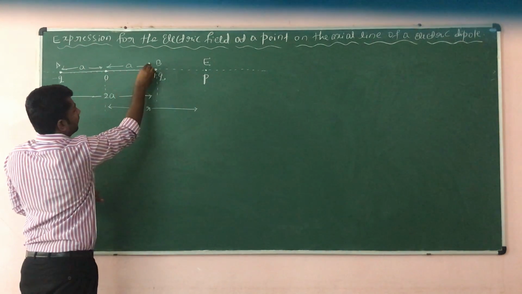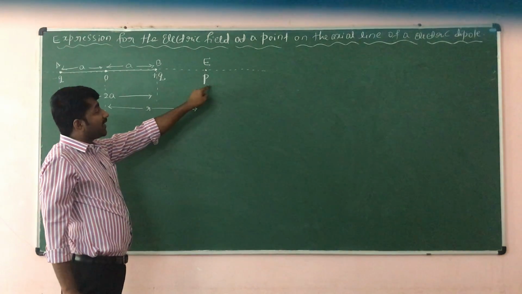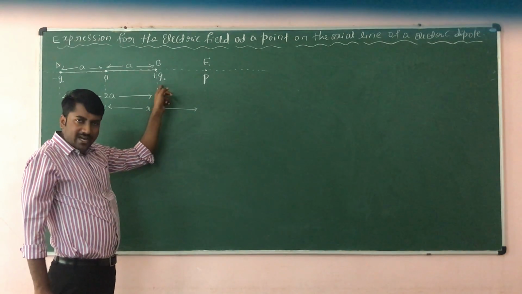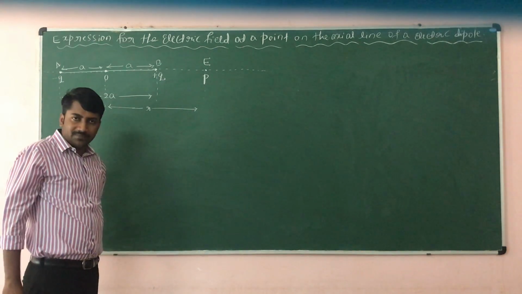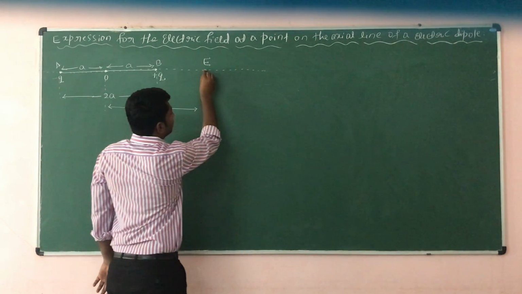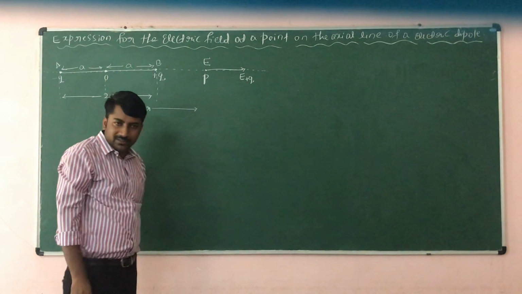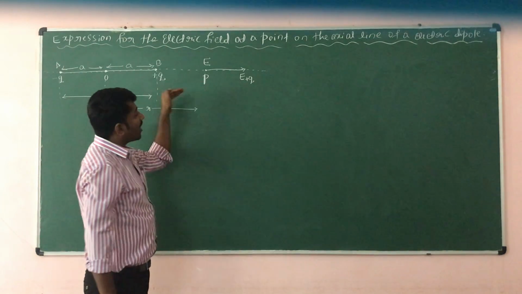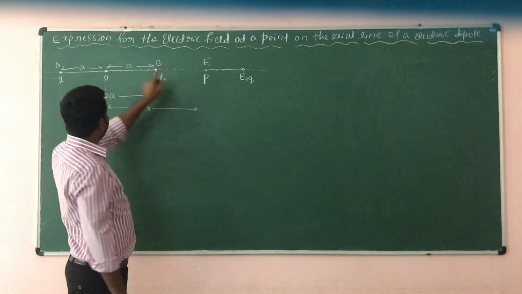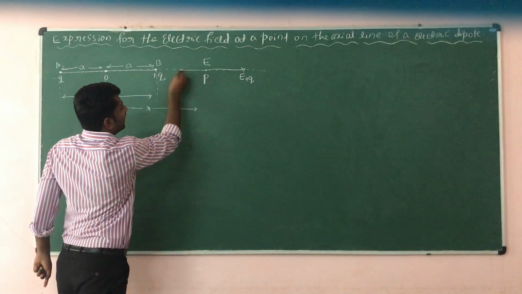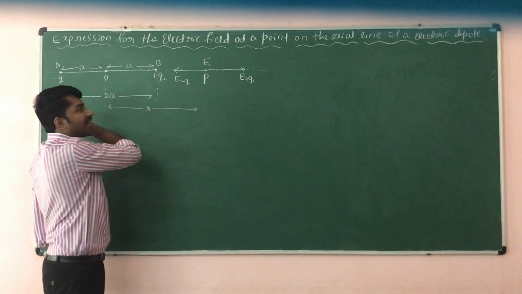This is also A. O to B distance is also A. P is the point at which electric field is to be calculated due to the positive charge, and B is the point at which electric field is to be calculated due to the negative charge. Here, due to this positive charge, the electric field E due to the positive charge, E plus Q, is along the positive x direction, and the electric field at a point P due to this negative charge is along the negative x direction.